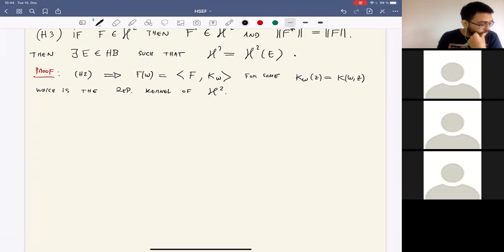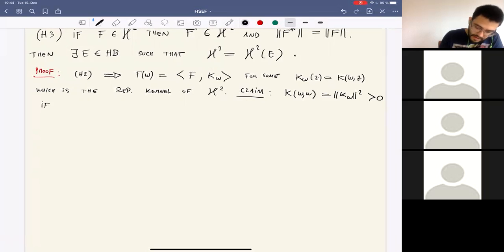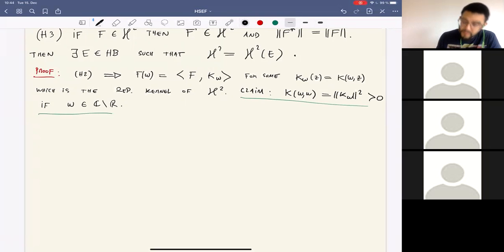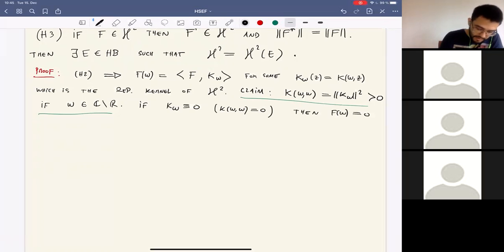Okay, great. So since we have a reproducing kernel, I will have to evaluate K_w at some point. So I want to know exactly when K(w,w) is strictly positive. So the claim is that K(w,w), which is the norm of K_w squared, is strictly positive if w is non-real. Okay, that's the claim. Why is this true? Well, suppose that it isn't. If K_w is identically 0, which is the same as saying that K(w,w) is 0 for some non-real w, then we know that F(w) is 0 for every F in the space.